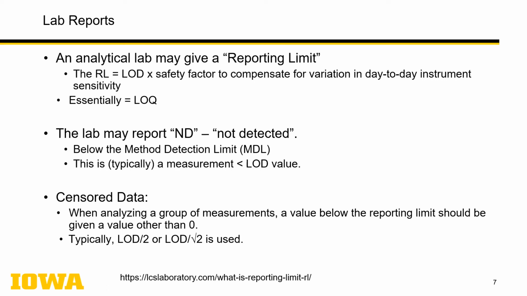Give it some value, and the value that's typically applied as the simplest way to get at it is to simply divide the LOD by 2, or if you know you have a log normal distribution of values, they'll use the LOD divided by the square root of 2. And you'll see journal articles discussing this issue, and there are, again, more sophisticated ways of dealing with this, but those are the two simple methods that have been used often over the past decades to compensate for this problem.